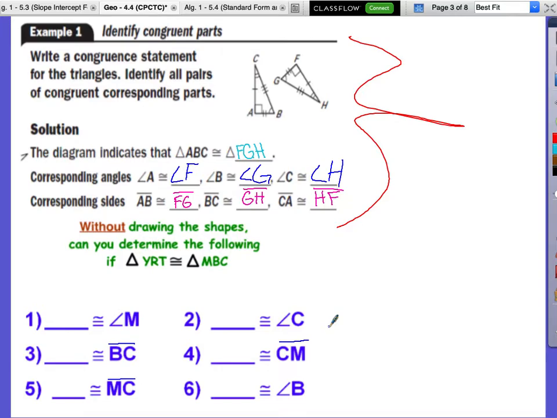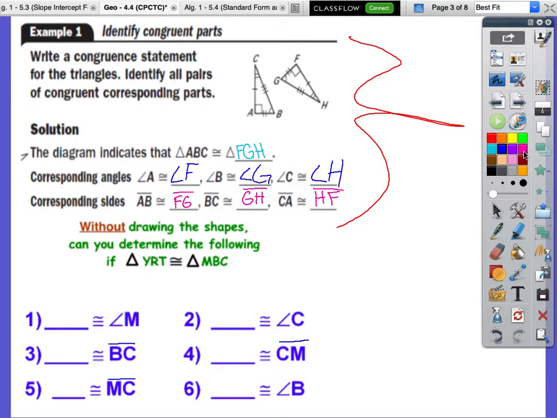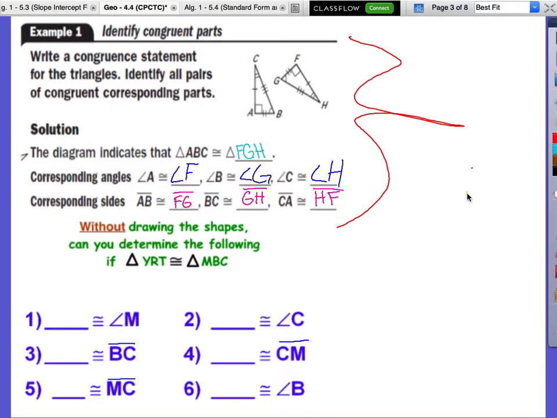Okay, let's go ahead and bring it up here. Okay, so what's congruent to angle M? Angle Y. Why is it angle Y? Because first letter, first letter. You can tell because of the way it is. Very neat.